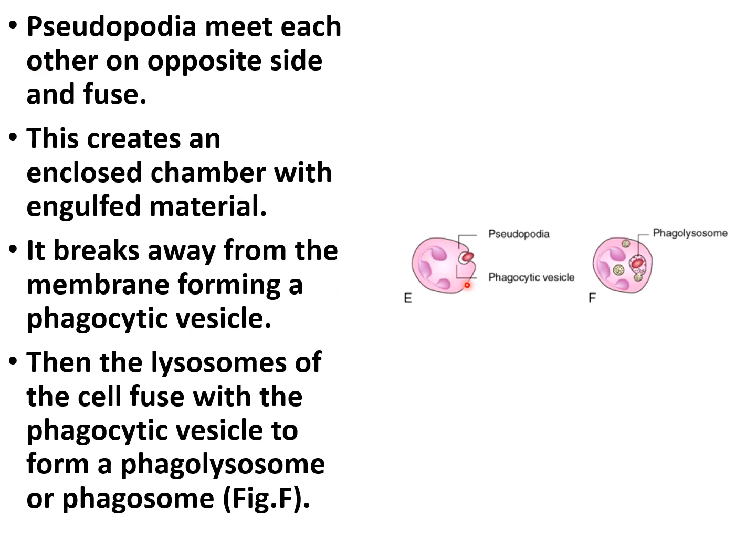Now these pseudopodia meet each other on the opposite side and fuse. That creates an enclosed chamber with the engulfed material. Then it breaks away from the cell membrane, forming a phagocytic vesicle. Then the lysosomes of the cell fuse with the phagocytic vesicle to form a phagolysosome or phagosome.